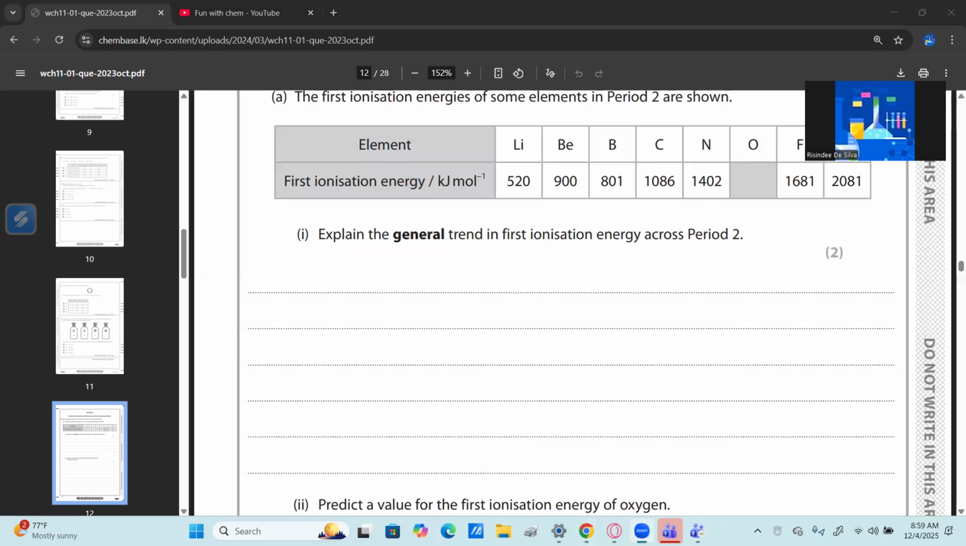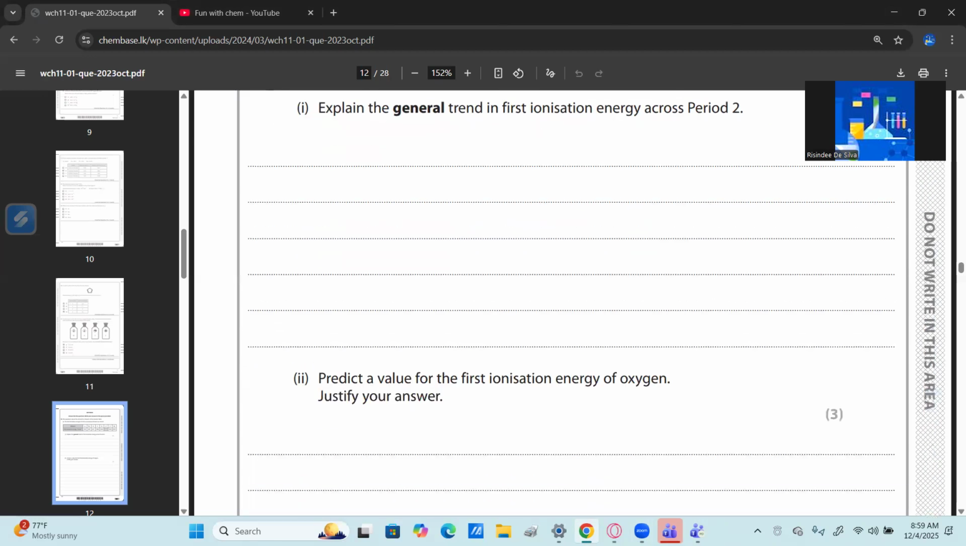Therefore, the ionisation energy increases. The energy we need to give to remove an electron will be greater as they are attracted more to the nucleus.